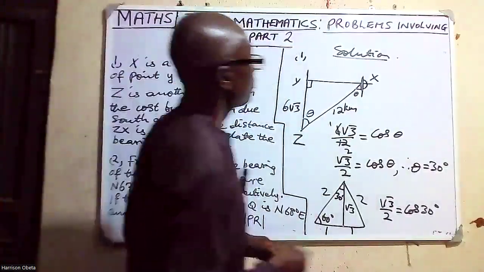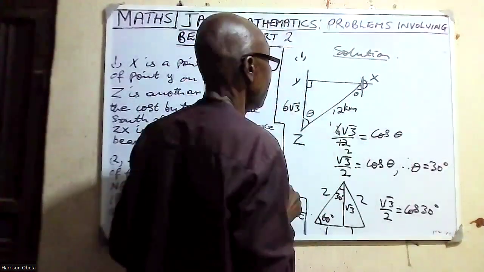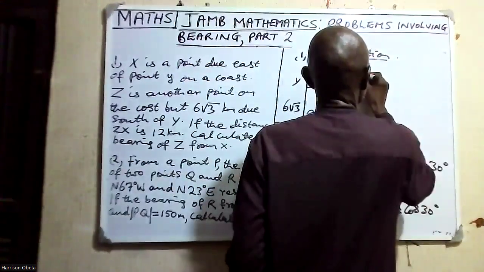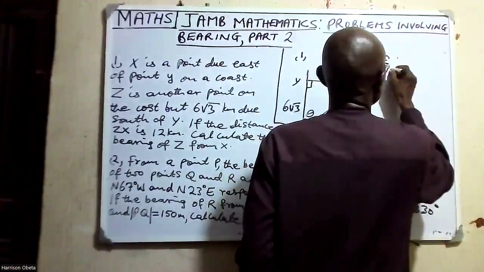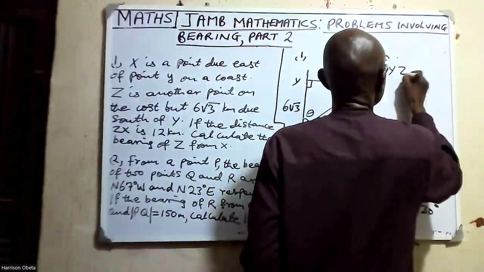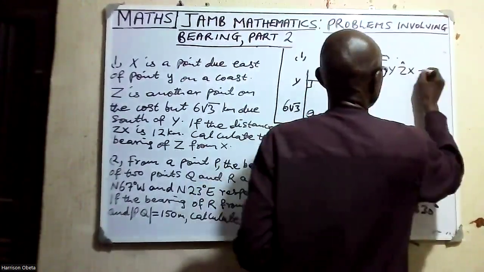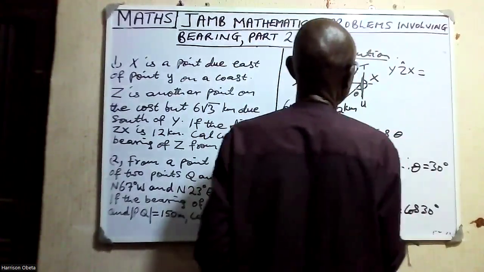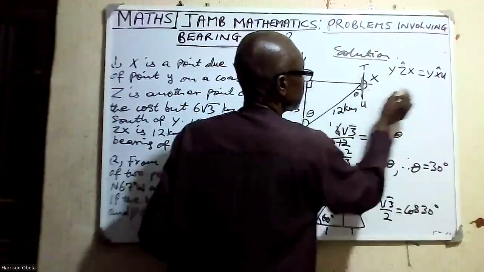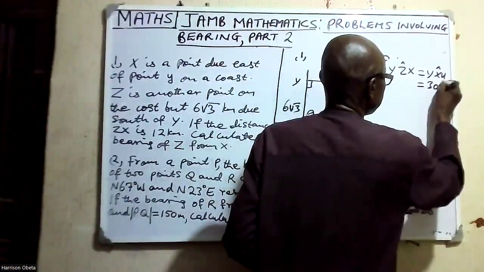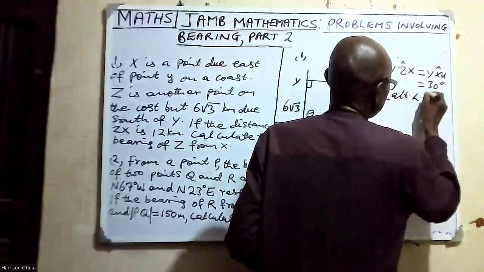That means coming up here, we say that YZX. Let us label this T, U. YZX should be equal to YXU. That is this angle, and that is equal to 30 degrees, alternate angle.